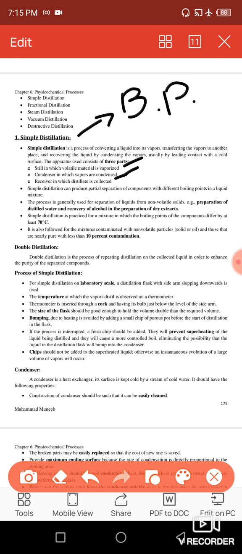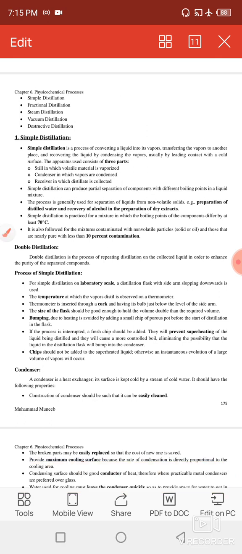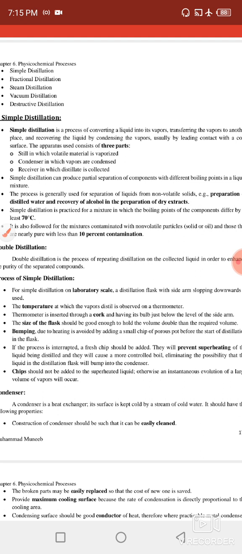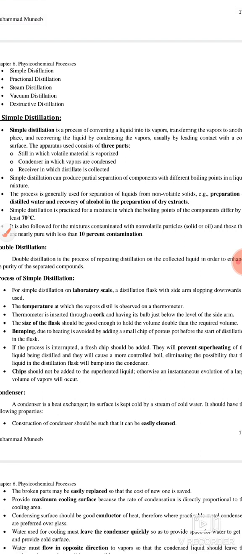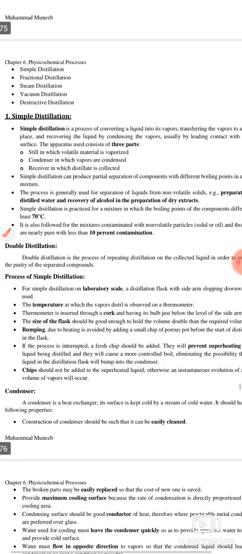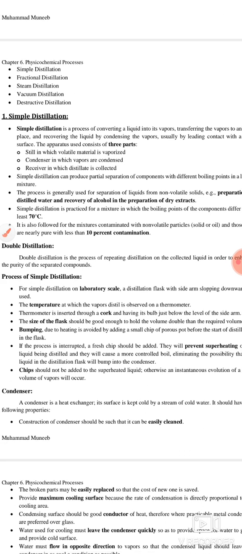If they have different boiling points, then simple distillation can occur. If they have the same boiling point, then you cannot undergo the process of simple distillation. The process is generally used to separate non-volatile solid impurities, for example in the preparation of distilled water, and you can recover alcohol from it. You must heat the compound at its boiling point.